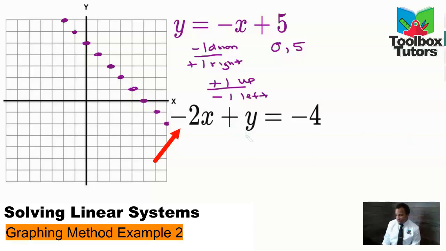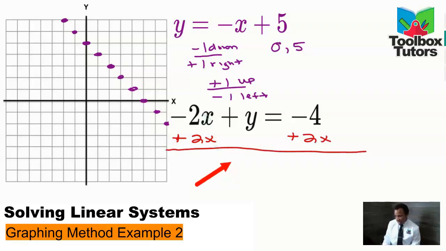So we want to keep this y here, but we need to move everything else away from it, which means we need to move this -2x. If this is -2x, the opposite of subtracting 2x would be adding 2x. So what we'll do is add 2x to both sides of this equal sign.